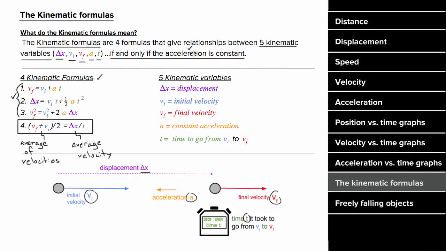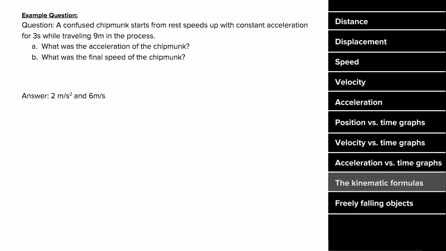What would an example problem involving kinematic formulas look like? Let's say a confused chipmunk started from rest and sped up with constant acceleration for 3 seconds, traveling 9 meters in the process. We could figure out the acceleration of the chipmunk using the second kinematic formula. The displacement would be 9 meters. The initial velocity would be 0 since the chipmunk started from rest. The acceleration is the unknown and the time was 3 seconds, which, solving for the acceleration, gives us 2 meters per second squared.